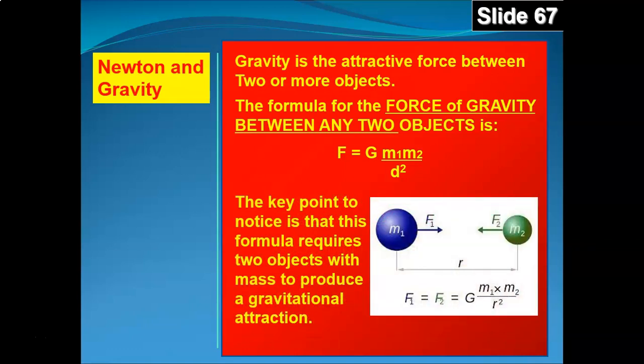So gravity is the attractive force between two or more objects. The formula for the force of gravity between any two objects is F equals G times M1 times M2 divided by the distance squared. The key point to notice about this formula is that it requires two objects with mass to produce a gravitational attraction. Okay, and there's the formula down there in the illustration. Sometimes R is used instead of D for distance, but it's the same formula.